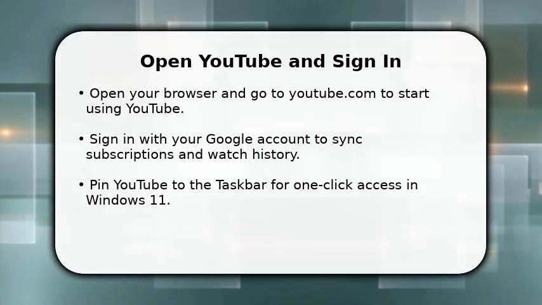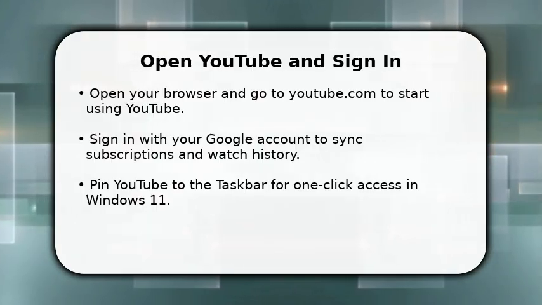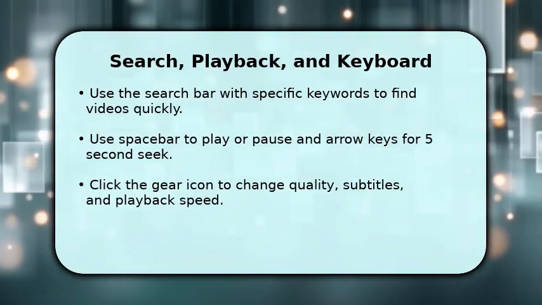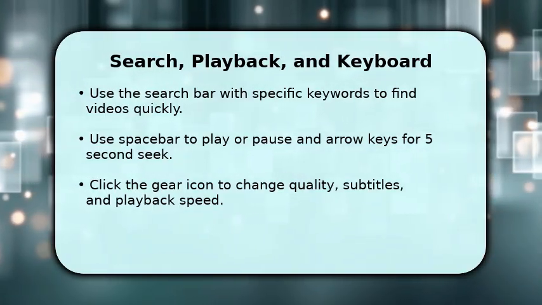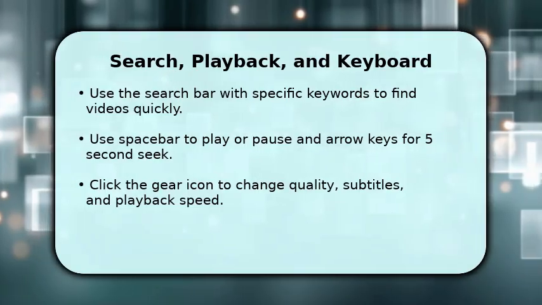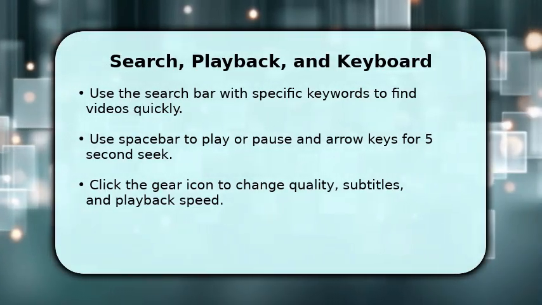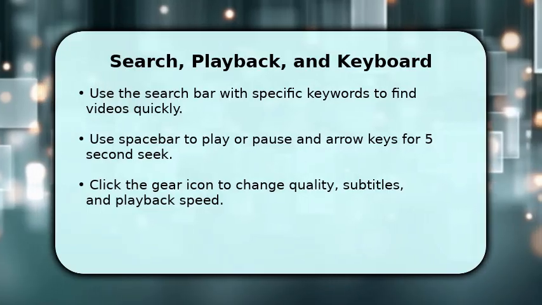Use the search bar with specific keywords to find videos quickly. Refine results with filters like upload date, type, and duration for precise matches. Use spacebar to play or pause and arrow keys for 5-second seek during playback. Click the gear icon to change quality, subtitles, and playback speed for better viewing.